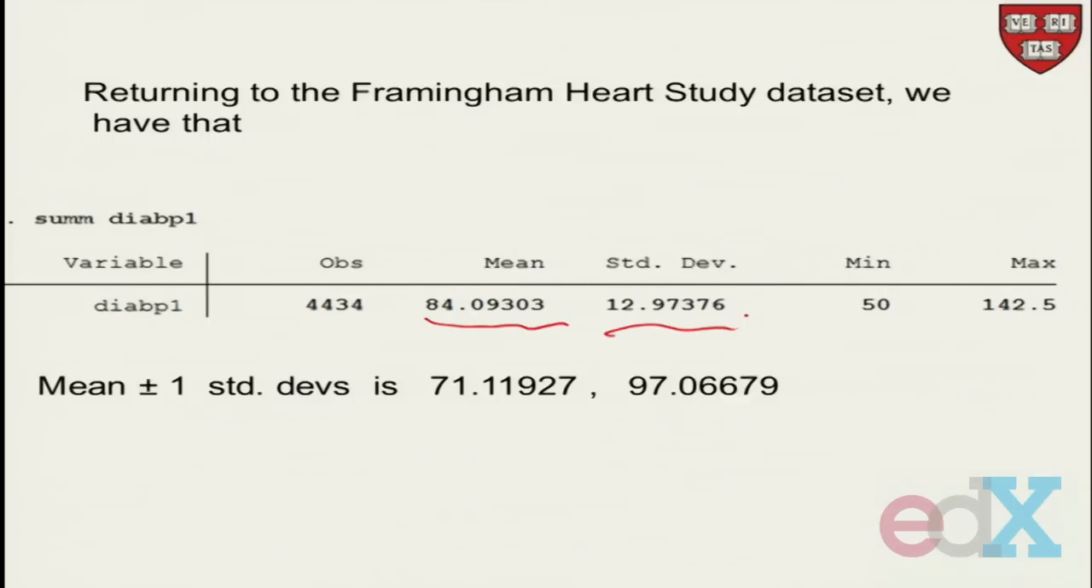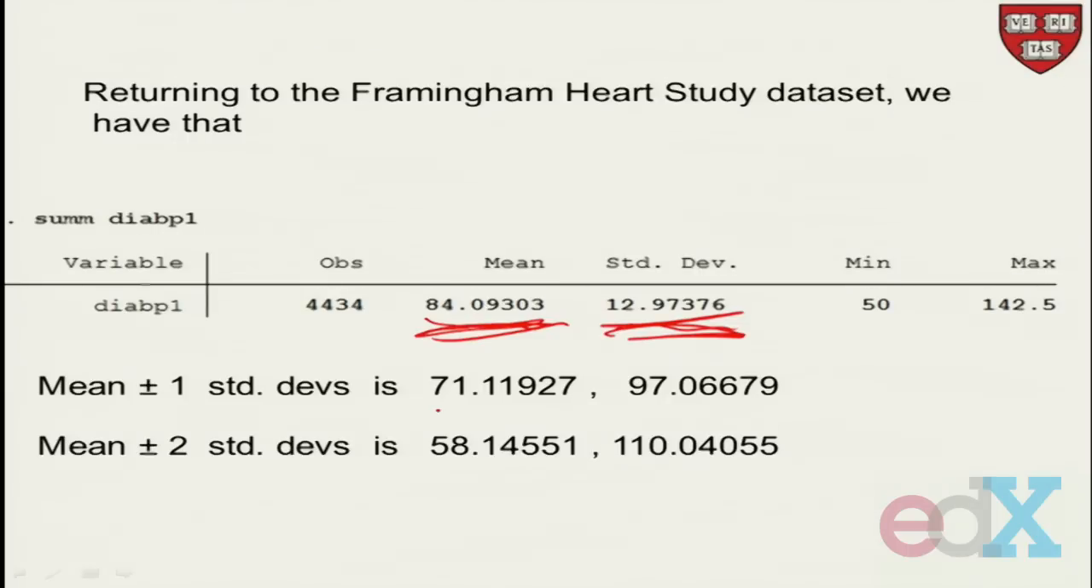So I took this number here, 84, subtracted 12 and got 71, added 12.97 and I got 97. So here's the interval from 71 roughly to 97, and that should have 2/3 of the observations.